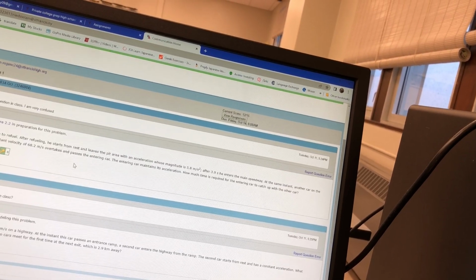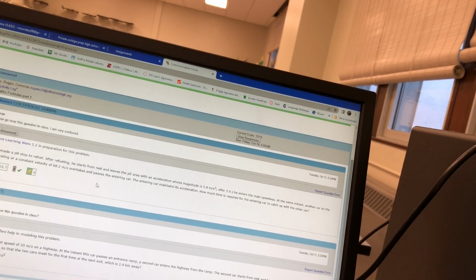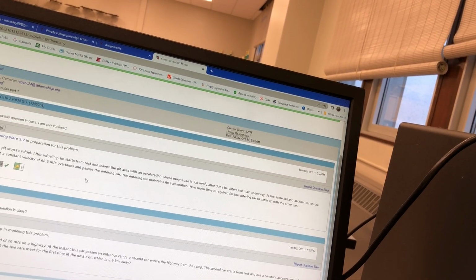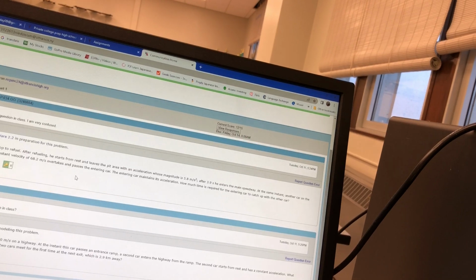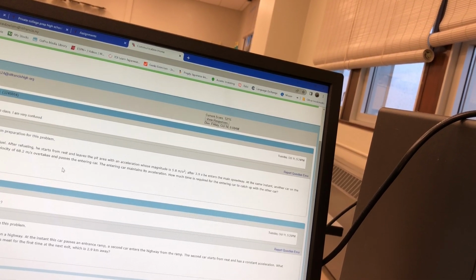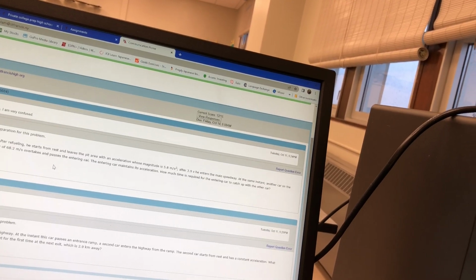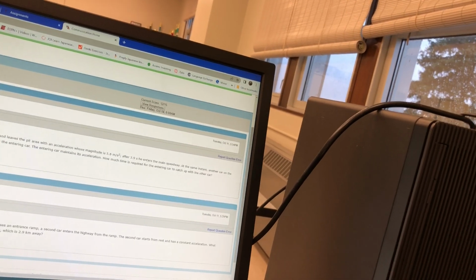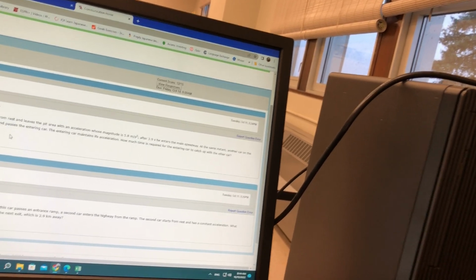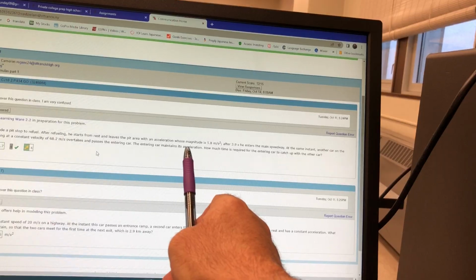At the same instant, another car on the speedway and traveling at a constant velocity of 68.2 meters per second overtakes and passes the entering car. The entering car maintains its acceleration. How much time is required for the entering car to catch up with the other one? So that's really the key, is that we know that the acceleration for car one is going to remain the same. So let's take a look at all that's going on.